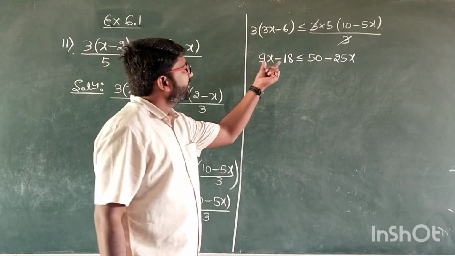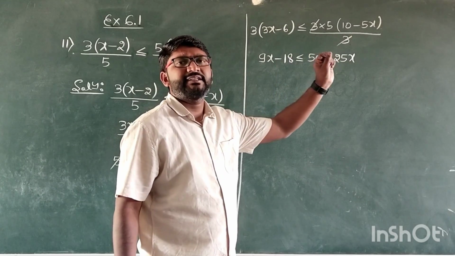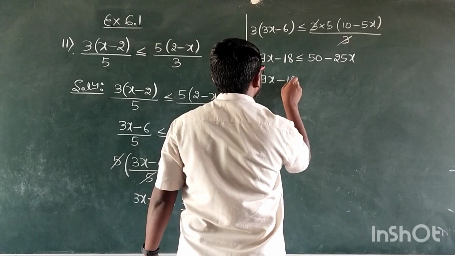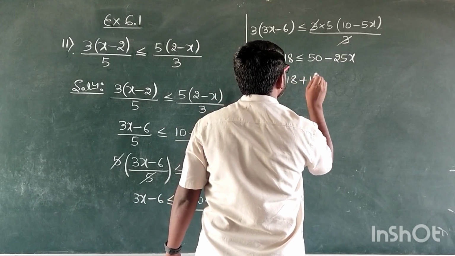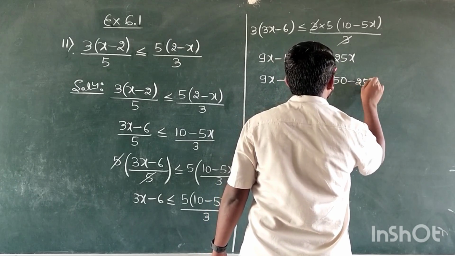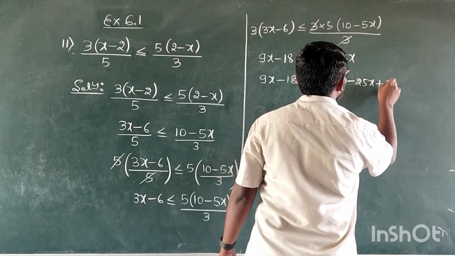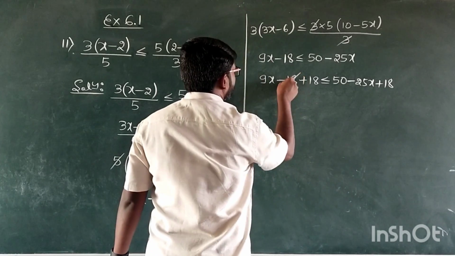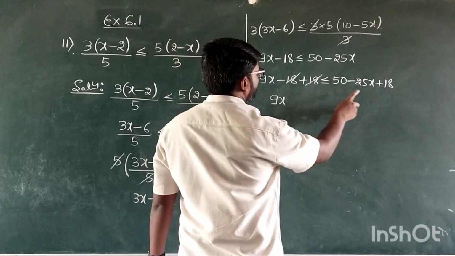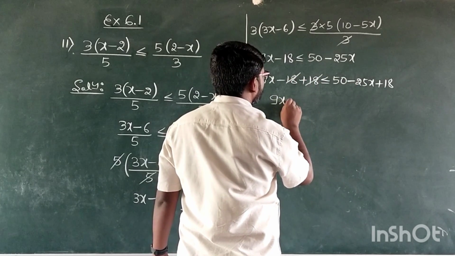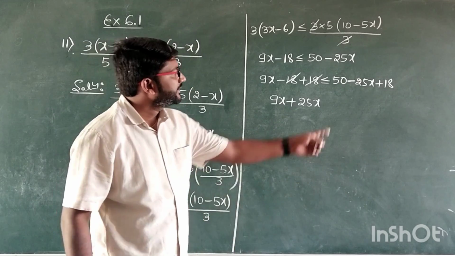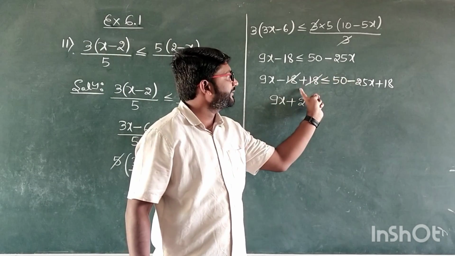So now we have to eliminate minus 18 in the left hand side. Let us add 18. So 9x minus 18 plus 18 less than or equal to 50 minus 25x plus 18. So minus 18 plus 18 get cancelled. We have 9x, and then take this minus 25x to the left hand side. It becomes plus 25x. Or else another way of eliminating is, here we have minus 25x. Add 25x both the sides.